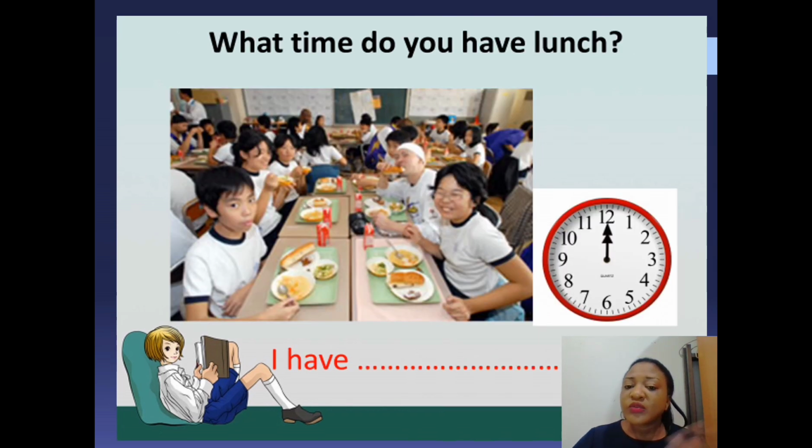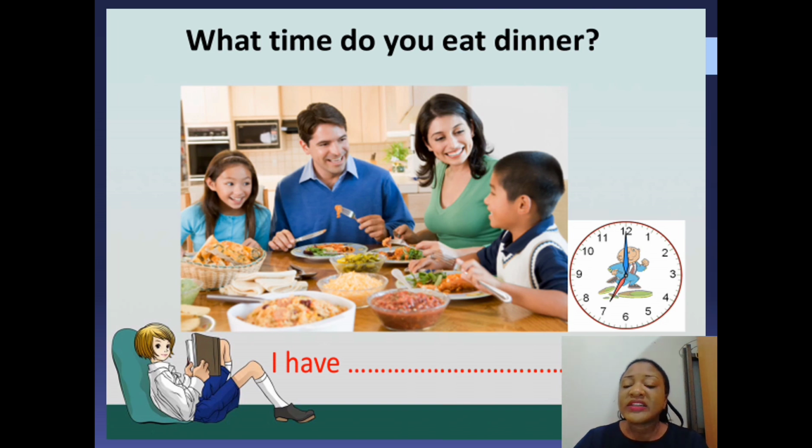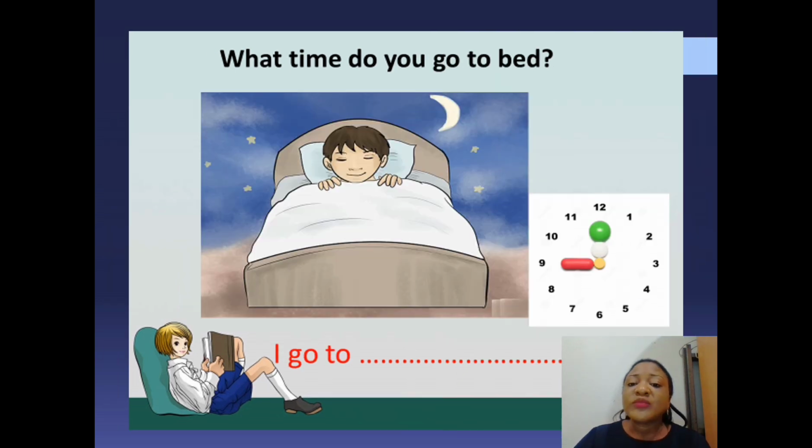Next, what time do you have lunch? I have lunch at 12 p.m. Some students might get confused and say 12 a.m. So we have to correct them, 12 p.m. Next, what time do you eat dinner? Most of them like to use eat, but the correct word I would prefer is, what time do you have dinner? I have dinner at 7 p.m. with my family. Next, what time do you go to bed? I go to bed at 9 p.m.